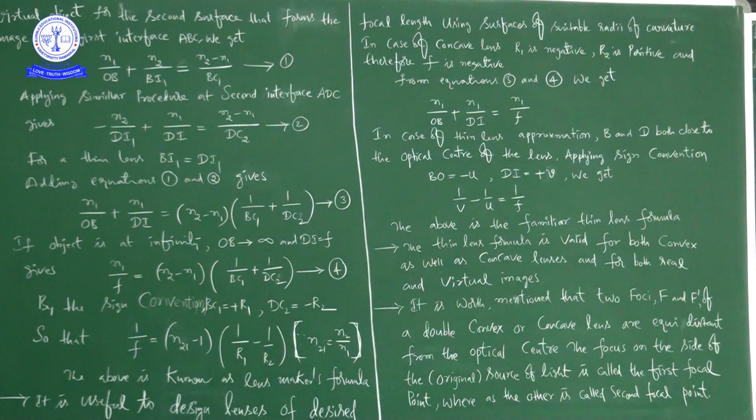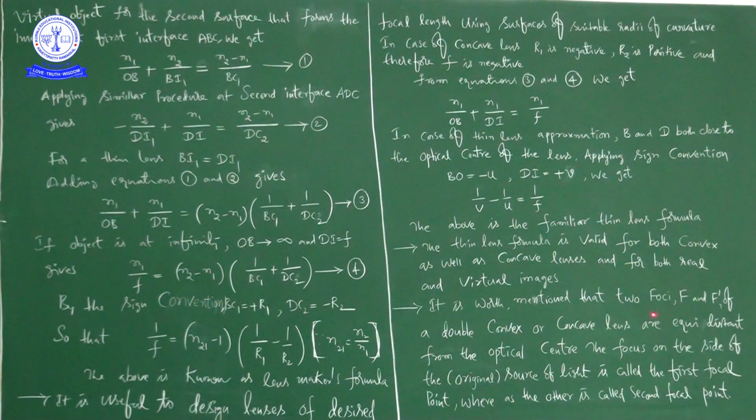Next, it is worth mentioning the two foci. Here we have two curved surfaces, one on this side and another on this side, so we have two radii of curvature and two foci, like f and f dash of a double convex or concave lens. They are equidistant from the optic center. If you see the picture, you can understand.